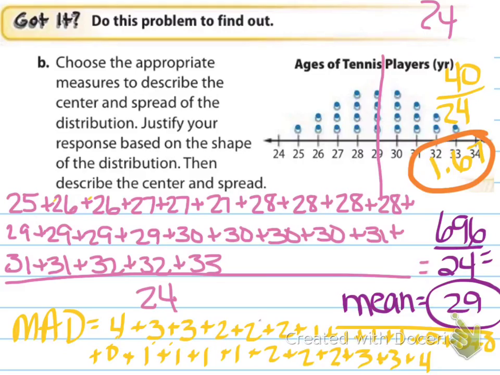When I found my deviation, after I got my 29 for the mean, I found the differences between my values and the 29, divided again by 24, even though I know there's going to be zeros there. Remember, zeros are part of our data values, so we're going to divide by the same amount, which is 24, and that ends up being 1.67. So in words, the average or the center of the data describes the age of a tennis player is 29 years old, with a 1.67 years spread between the ages from the center.